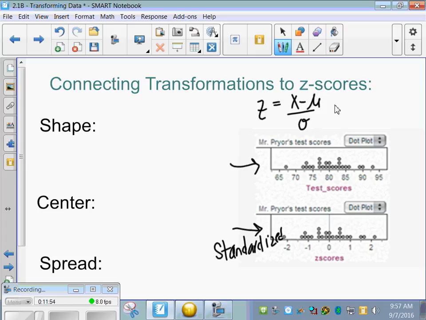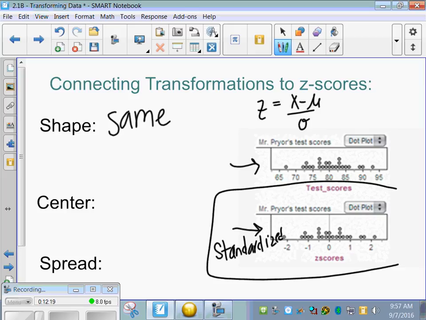Okay, so we're talking about transformations here. What happens to the shape of those distributions? They are the same. Okay, good news. So when we transform to z-scores, we have the same shape of distribution. Now the center, this always happens when we change it to z-scores. What do you notice the center is at when we look at the z-scores dot plot? 0. So your center will always be 0 when you standardize your data.